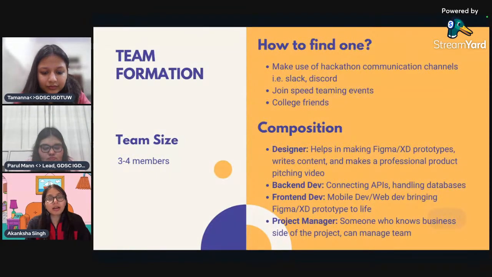Like in Google Solution Challenge, you need to justify the product that you're building, how it is going to be helpful for the people and how it can actually make an impact. So those are the things that if you leave to somebody who can actually handle that and have some stats and things like that, it would be very helpful. So this can be your team composition. You can have 3 to 4 members who can collaborate and do all these things together.